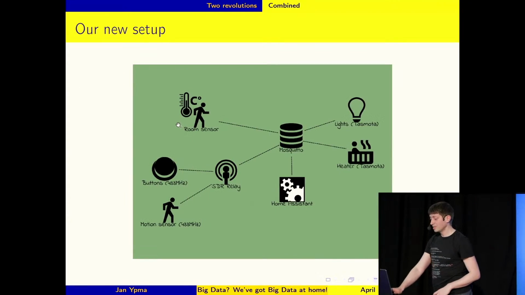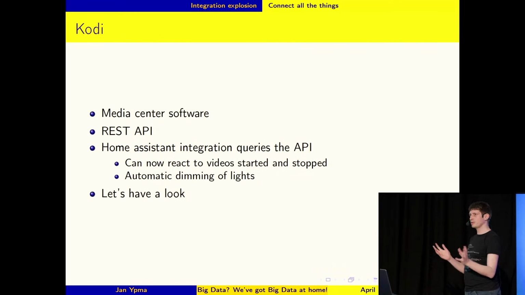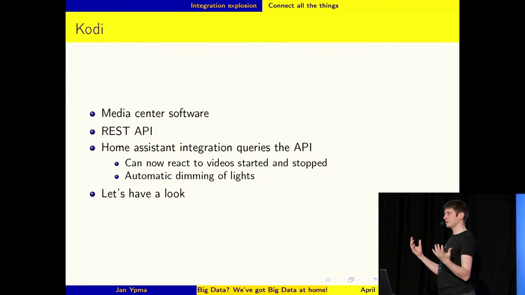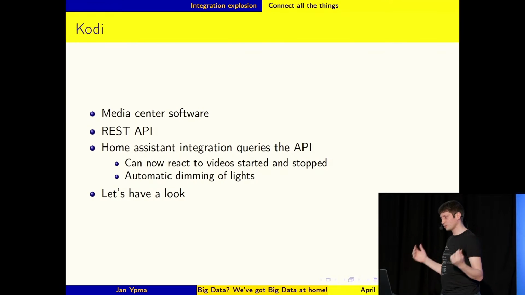Because that makes sense. Okay, so one of these things is Kodi. Kodi is a great way to watch the Blu-ray movies you already have, but in a more convenient way. One nice thing we can do now is when you start a movie, the lights dim automatically. When you stop the movie, they turn on again.